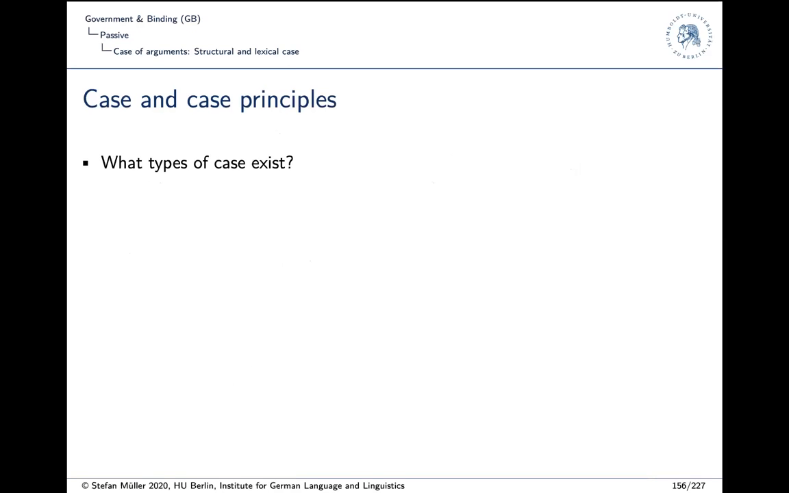Reading material is the Grammar Theory textbook, and there it's sections 3.4 and 3.5. In order to be able to account for the passive, we have to deal with some terminology. Researchers distinguish between structural and lexical case, and I want to motivate this distinction in what's coming next, and explain what kind of division between structural and lexical case is made in this textbook or in this lecture. So the question is, what types of case exist, and in which way does case depend on syntactic context?